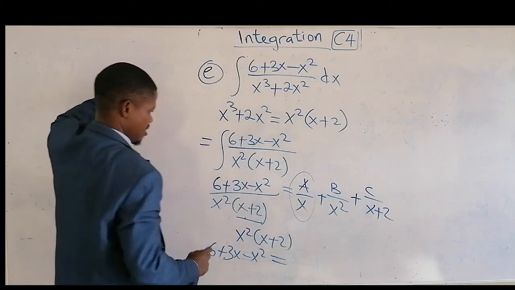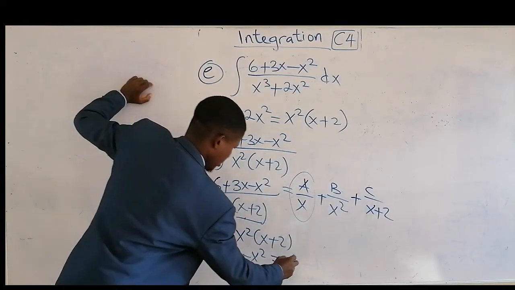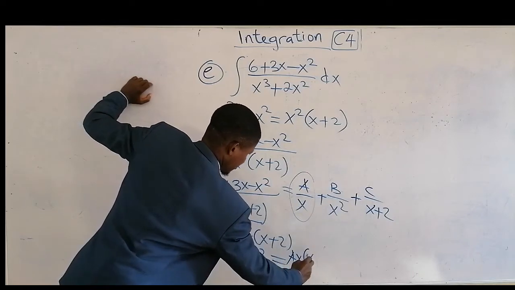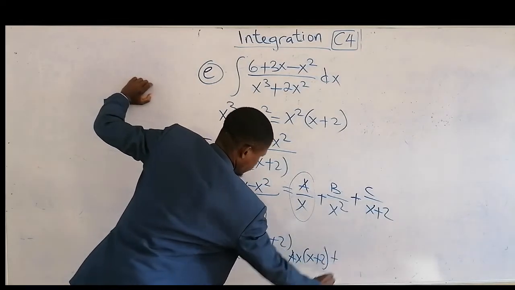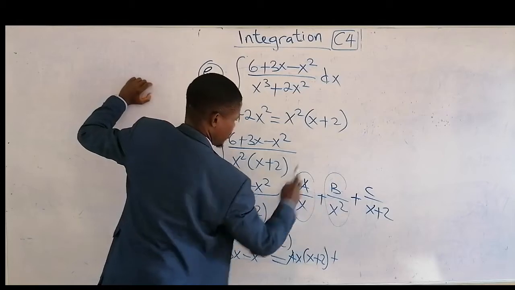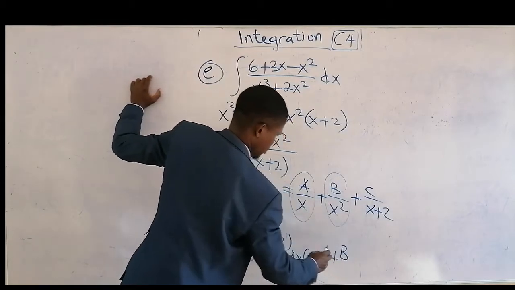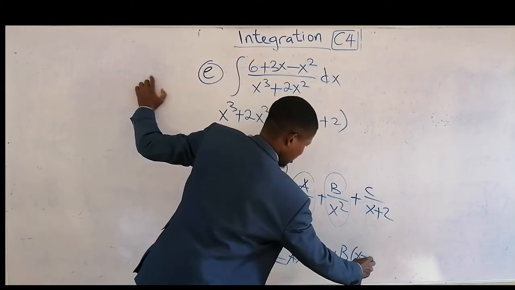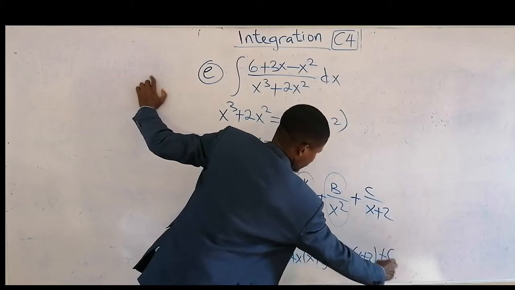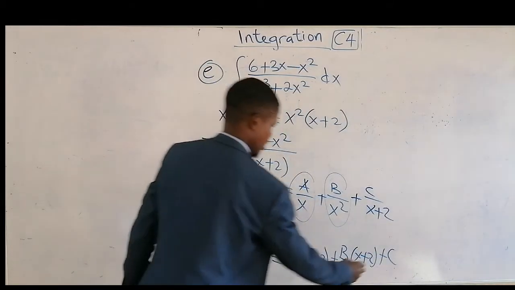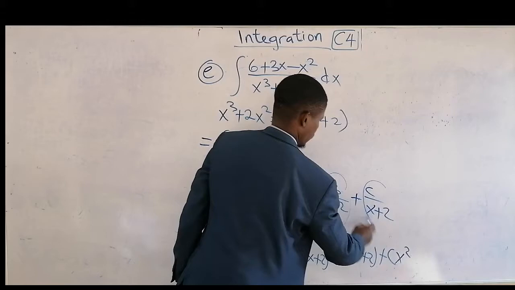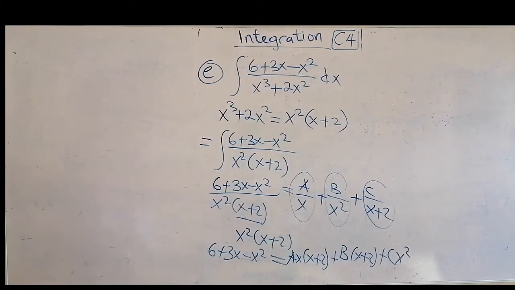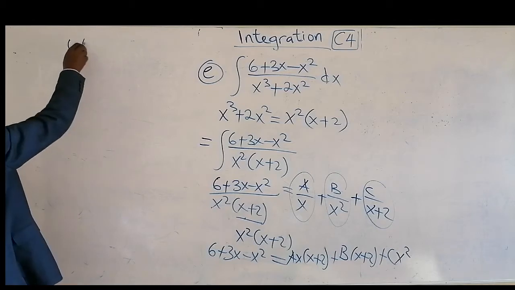and that will give you ax times what? X plus 2, plus this one times the common factor, that will be b times what? X plus 2, then plus c times what? Times x squared. This one also times the common factor. So that's what we have now. So what we do now is to begin to substitute.